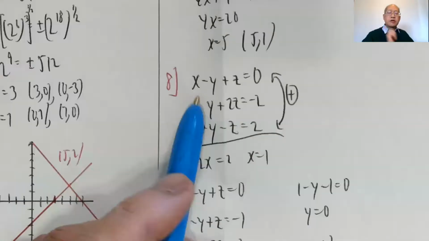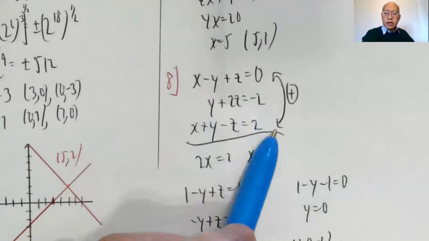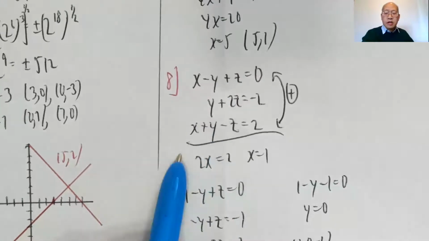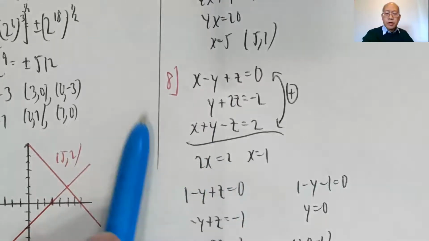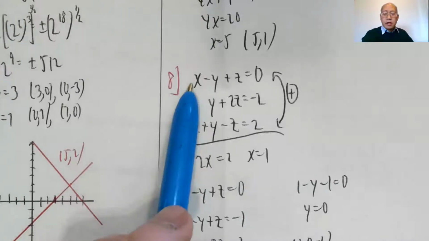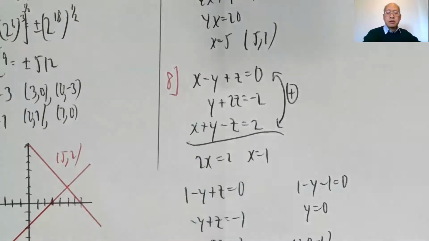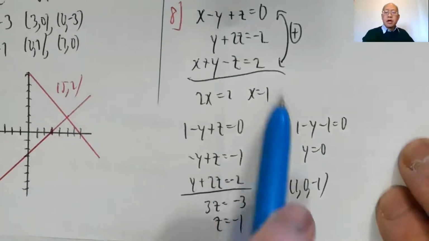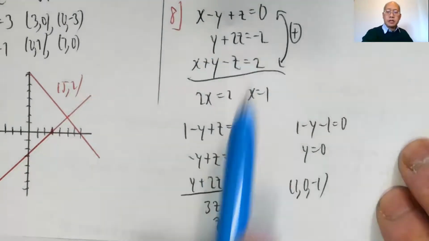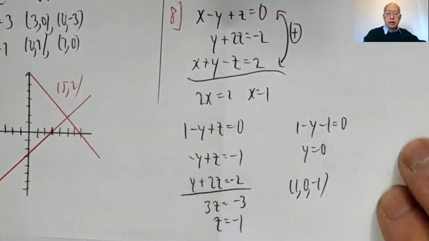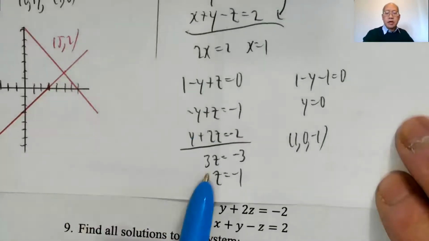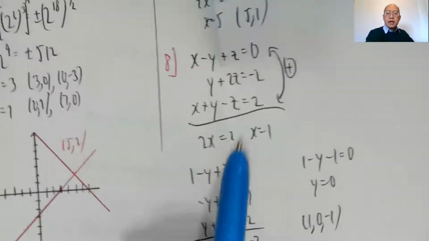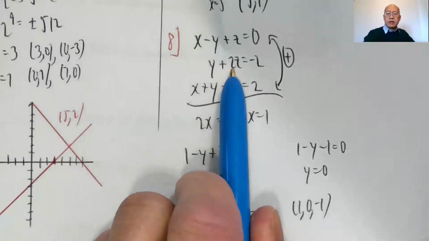Number 8, the easiest way to do this is to add the first and third equations. If you add the first and third equations, y drops out, z drops out. You have 2x equals 2, so x is 1. Okay, then I put 1 back over here. 1 minus y plus z equals 0. Subtract 1, and you get negative y plus z equals negative 1. And you already have another equation that only has y and z. Y plus 2z equals negative 2. Add these equations up, you get 3z equals negative 3. Z equals negative 1.